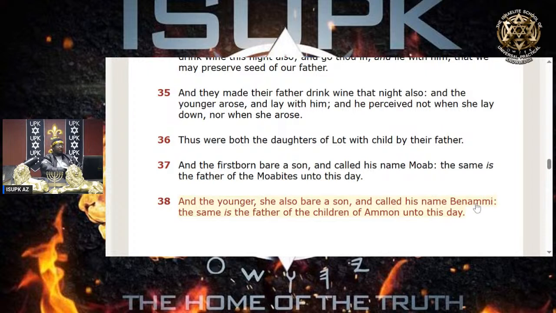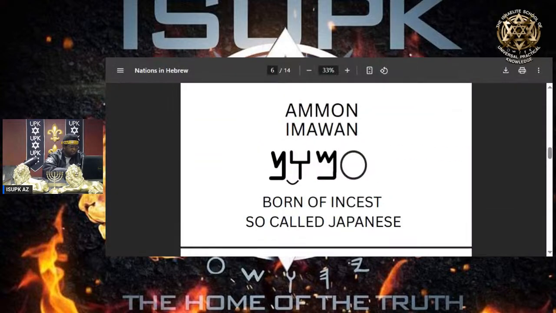So Ben-Ami, right, before he became Ammon, Ben-Ami means born of incest. That's what she named her child. The name was eventually changed to Ammon. I said name changes happen a lot in the Bible for people. It's not that out of place to get a different name at some point in your life. But she later named her child born of incest, right? Which is crazy when you think about it.